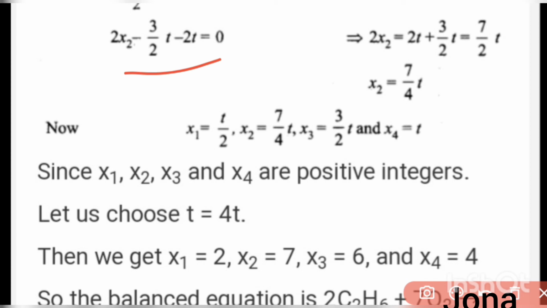Now we got the values of x1 and x3, and x4 is already t. Take these values in the second equation: 2x2 minus 3 by 2 t minus t equal to 0. Keep 2x2 on the left hand side and take all the other terms to the other side, so it becomes plus 3 by 2 t and plus t. Taking LCM, we have 5 by 2 t. We now have x1 equal to t by 2, x2 is 7 by 4 t, x3 is 3 by 2 t, and x4 is t. Since x1, x2, x3 and x4 are positive integers, let me take t equal to 4.